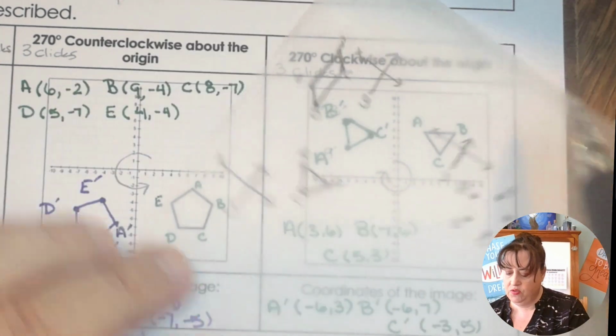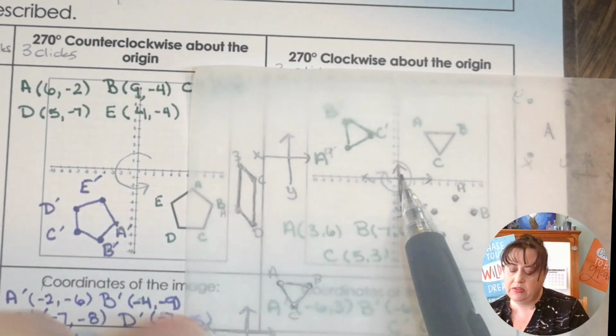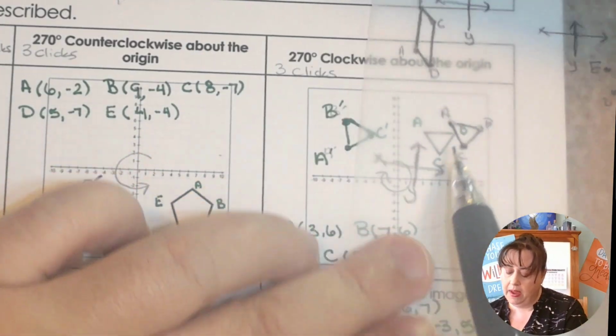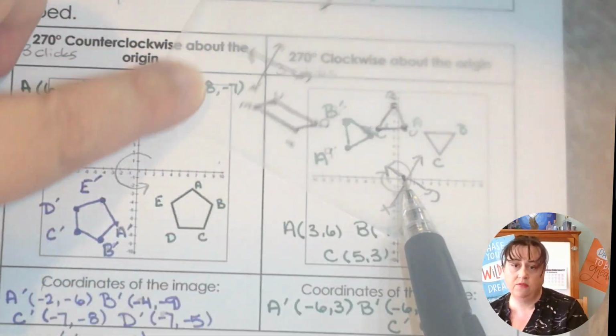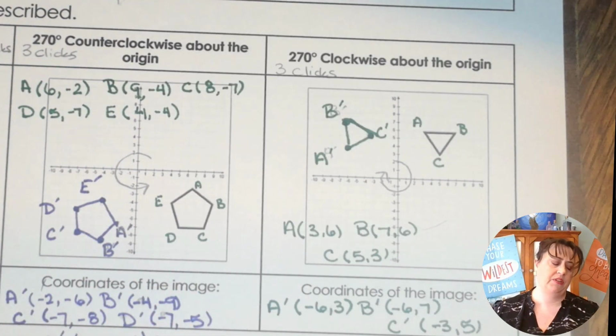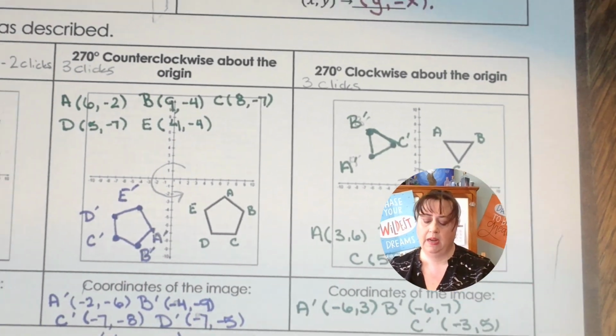Let's come back over to the triangle one. This one said 270 degrees clockwise. If I had done 270 degrees clockwise, I end up there. 90 degrees counterclockwise, I end up in the exact same place. That's why we don't tend to do the 270 degrees. We tend to focus on the 90 degrees.